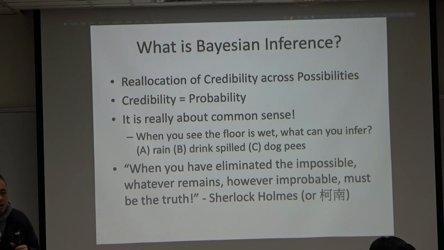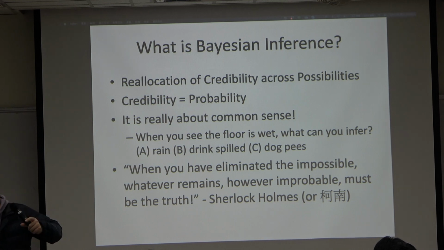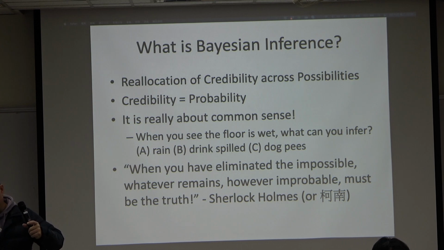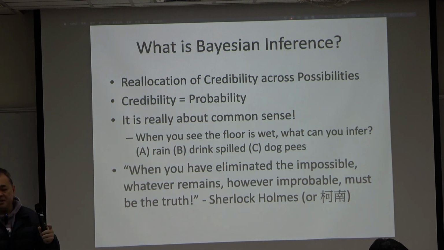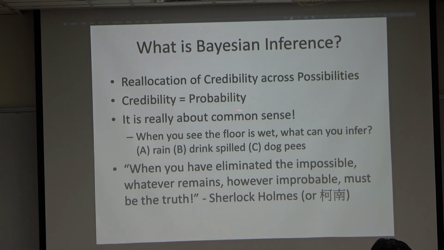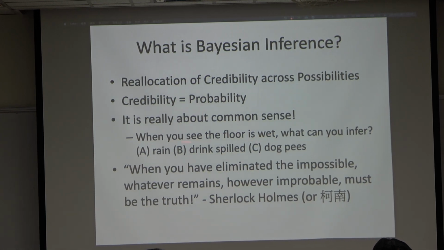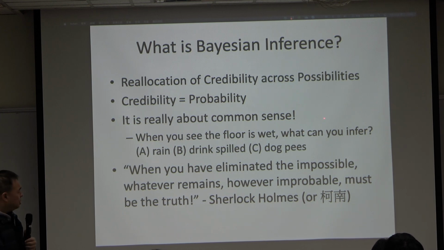Why? Because you observe something, you learn something new. For example, like the example I just mentioned, I think KNT will win, but after you observe some stupid KNT behavior, you say, I'll reallocate my probability. So this is really about common sense. An example is like this: when you see the floor is wet, what can you infer?